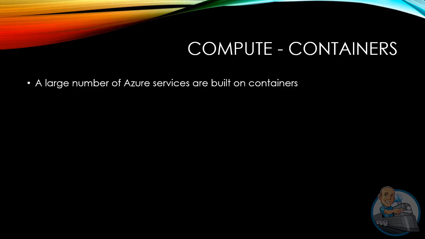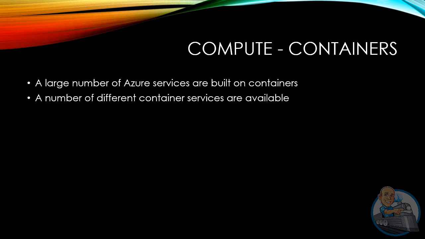Now, the core basic service, I could just run containers in a VM. I could create a VM, I could install Docker, and I could just run containers. But there are a number of different container services available, so I don't have to just do that bare basic. I want orchestration. I might not want to worry about installing Docker on these various container hosts.